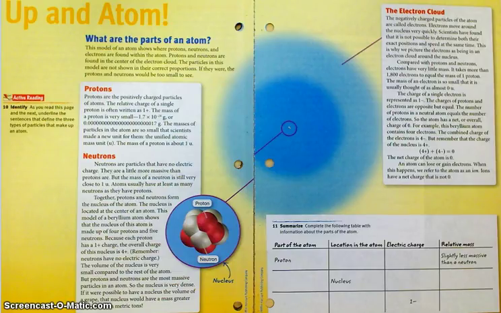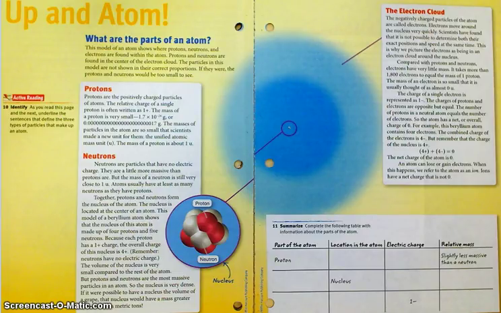Protons and neutrons are found in the center of the electron cloud, in what's known as the nucleus. The particles in this model are not shown in their correct proportions. If they were, the protons and neutrons would be too small to see. So this model isn't even drawn to scale.